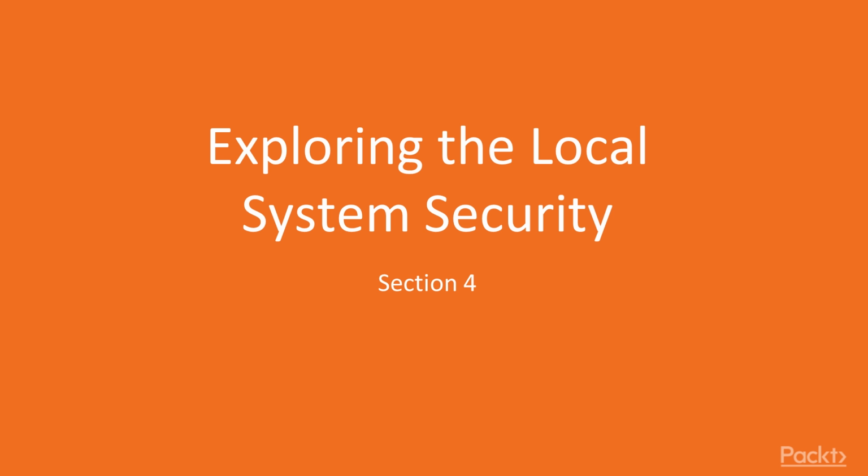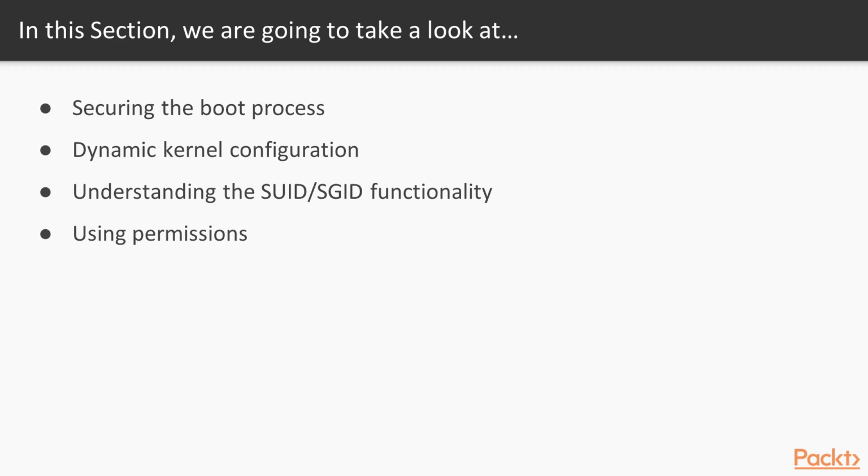Hello, and welcome to section number 4, Exploring the Local System Security. In this section we will take a look at how to secure the local Linux operating system. This contains securing the boot process, dynamic kernel configuration, understanding the SUID and SGID functionality, and using permissions to secure the local file system.